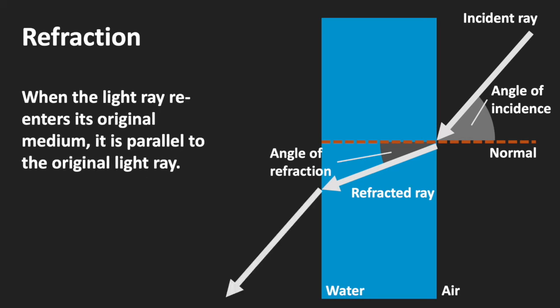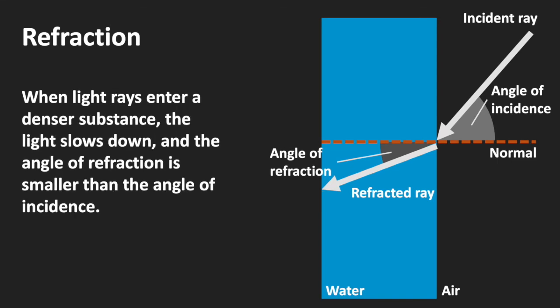When the ray re-enters its original medium, it is again going to go in the same direction as the original incident ray. The direction in which the light is refracted is different for different substances. When the light rays enter a denser substance, the light speed slows down, and the angle of refraction is smaller than the angle of incidence. This means that the refracted ray bends towards the normal line. This happens, for example, when a light wave crosses the boundary from air to water.